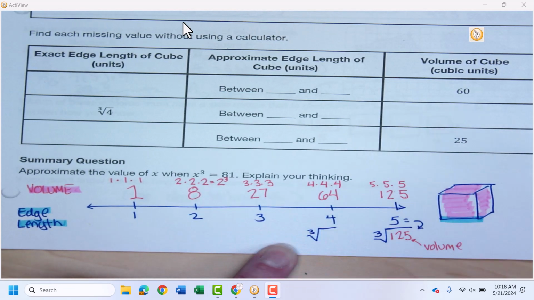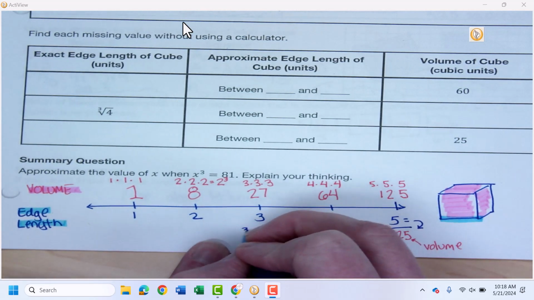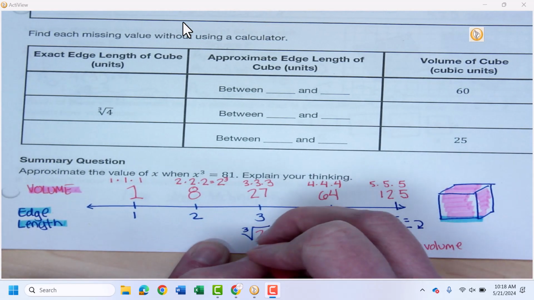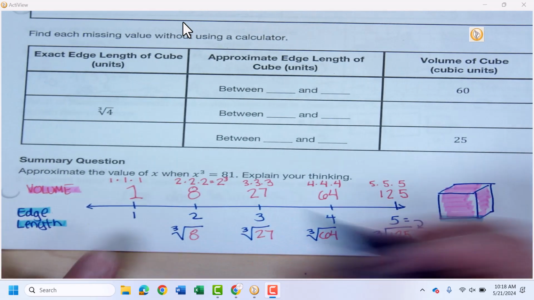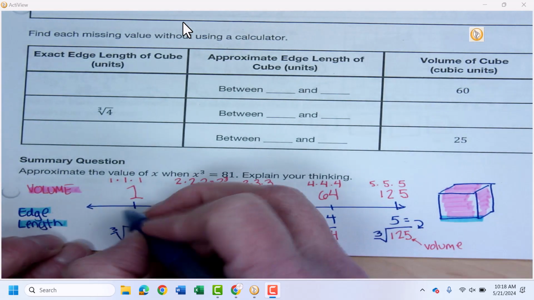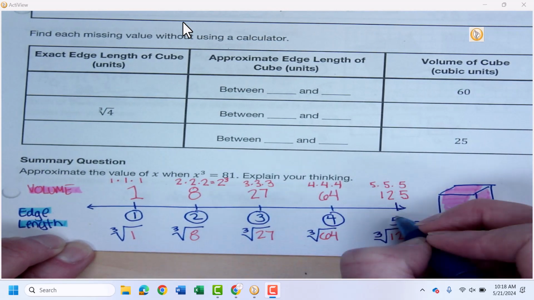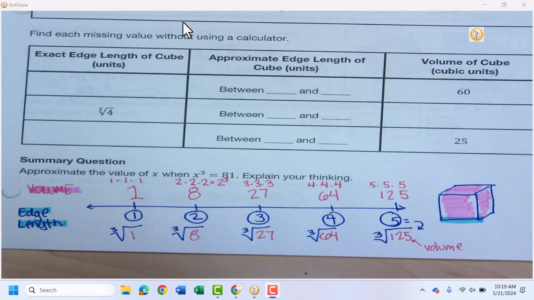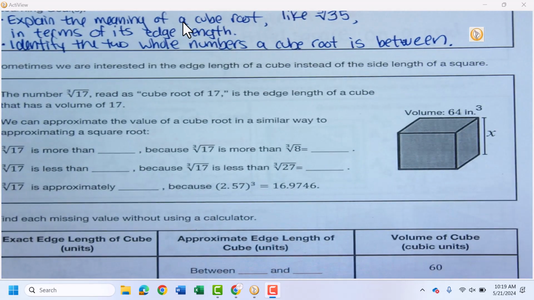The cube root of 64 is 4. The cube root of 27 from up here is 3. The cube root of 8 is 2. And the cube root of 1 is 1. I'm going to circle these just to distinguish them a little bit. So having this number line is going to help us when we're doing some estimating later. So let's go back up to the top. And we might have to scooch up and down to look at our number line.